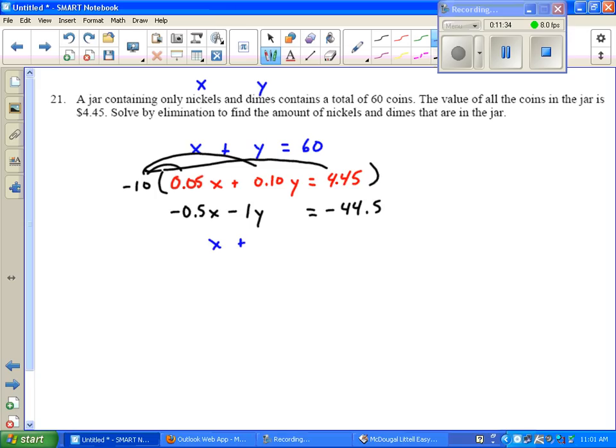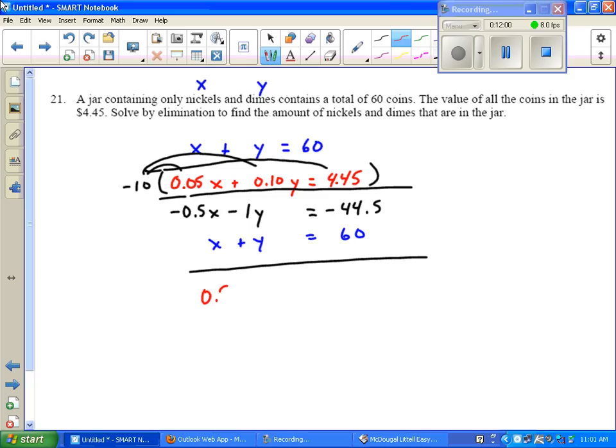X plus y equals 60. So now we'll deal just with these two equations. Negative 0.5x minus 1y equals negative 44.5, and x plus y equals 60. Now they're stacked up. When we combine them, this is like saying -1/2, negative 0.5. So when you take half away from x, or when you put those two together, you're going to get a positive half x. When you put -1y and positive y together, you're going to get 0y. They will eliminate each other.